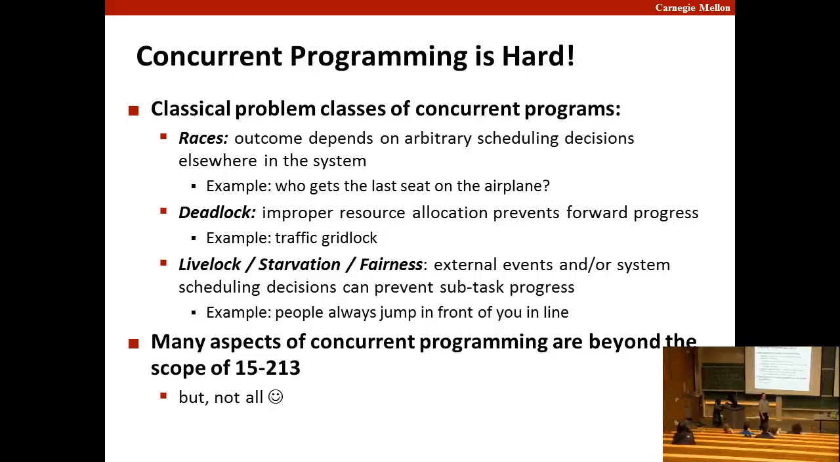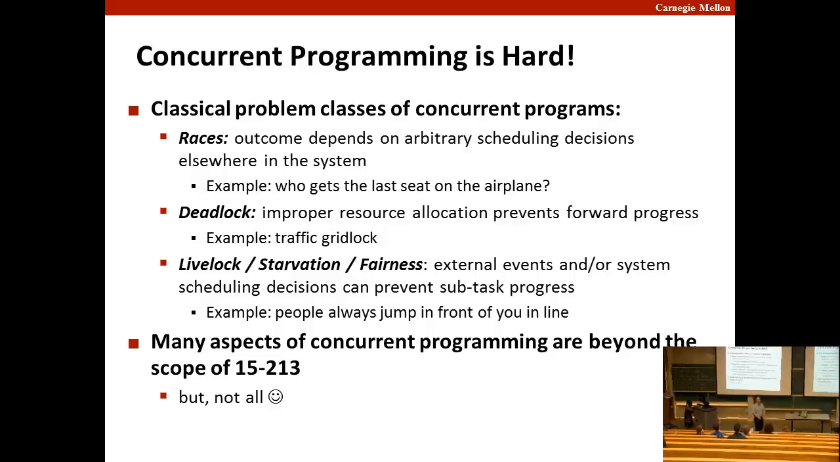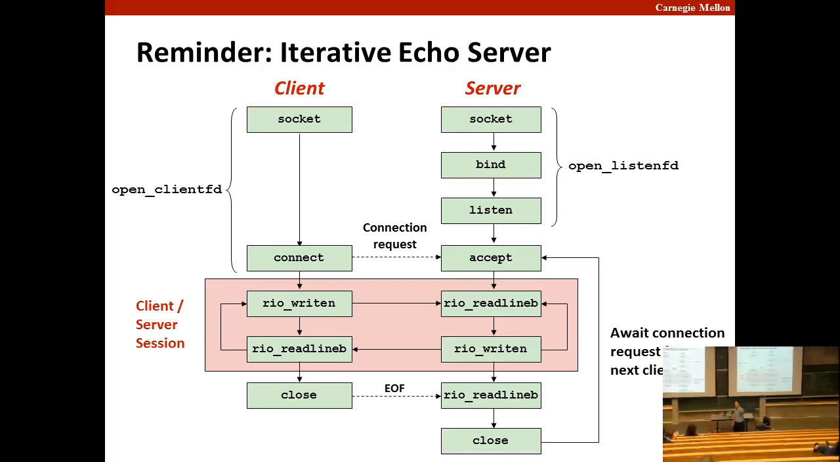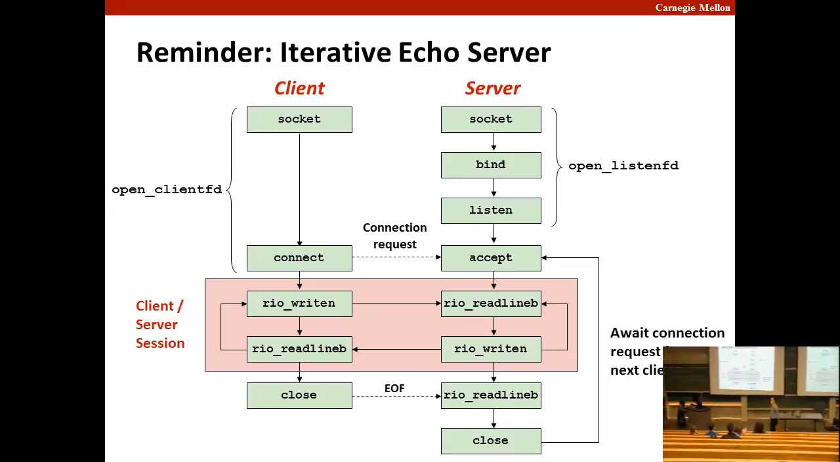Concurrent programming is really hard. Most of it's not within the scope of 213, but fortunately some of it is. And so we'll talk about that today. Do you remember our iterative server? Think about the server side of that, not the client side. What did we do? We created a socket. We bound the socket to a port. We configured the listen queue. Everybody remember this? Then we started accepting connections.